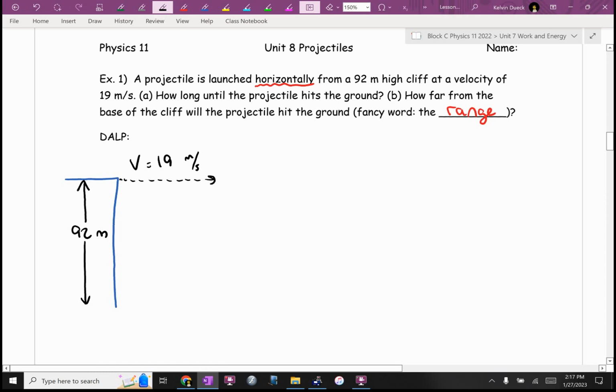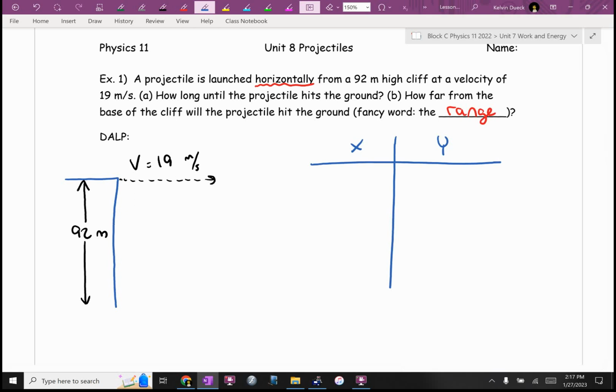Have I drawn everything that the question gave me? I think so. This is a projectile T-table. Horizontal, vertical. What were the two physics no-brainers that I could write? Even though they're not really no-brainers.